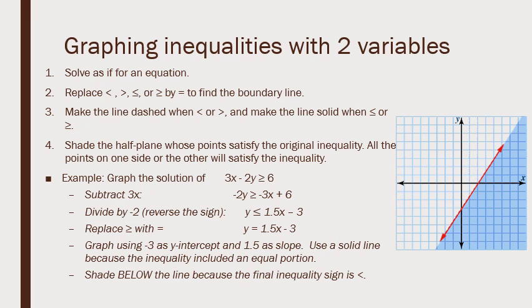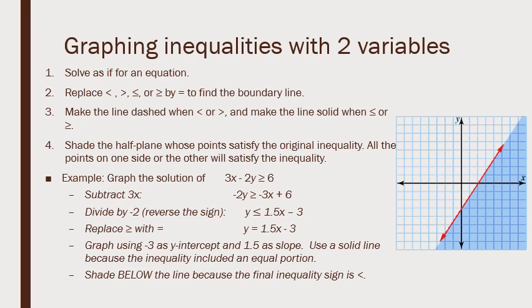But now I'm going to divide both sides by negative 2. Because I'm dividing by a negative number, I am going to reverse the sign. So now it's y is less than or equal to, and then I divide both of these terms by negative 2. This becomes 1.5x minus 3. So I'm going to look at this inequality as if it were an equation when I draw the line.